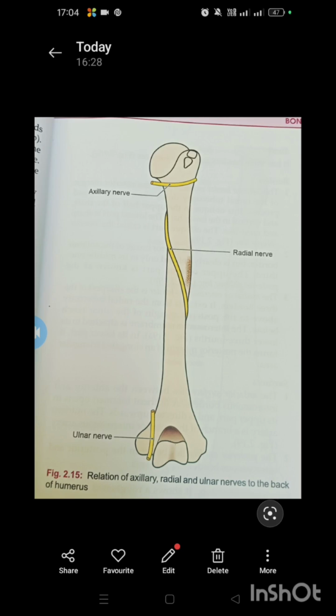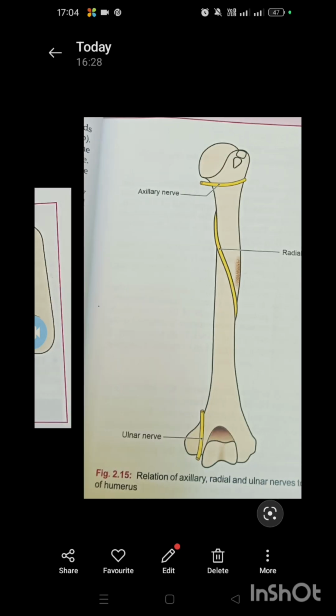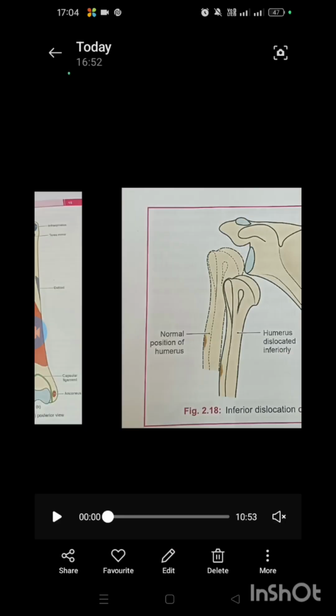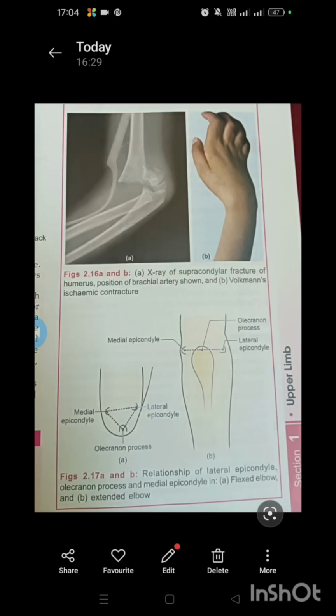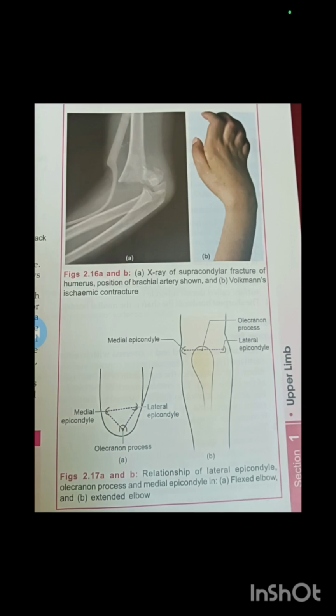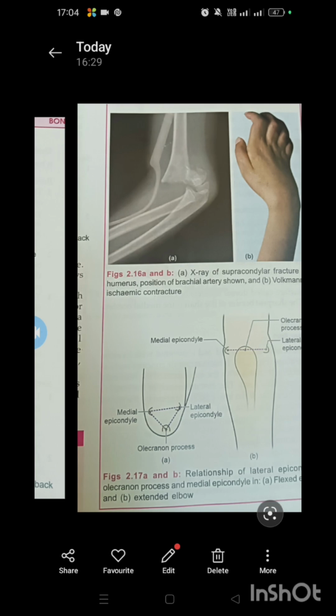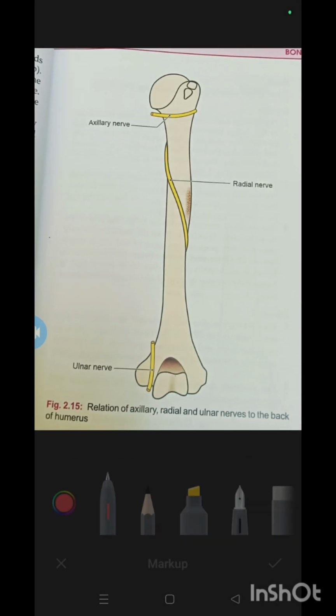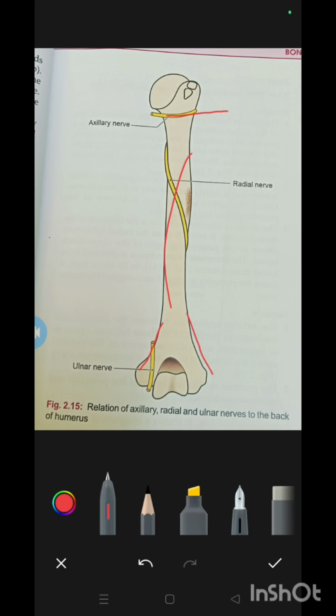Next, clinical anatomy. The common sites of fracture of the humerus are the surgical neck, shaft, and supracondylar region. 3 places: surgical neck, shaft, and supracondylar region. That is here. Supracondylar regions here.